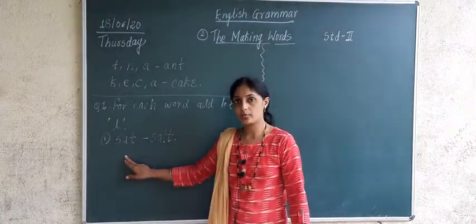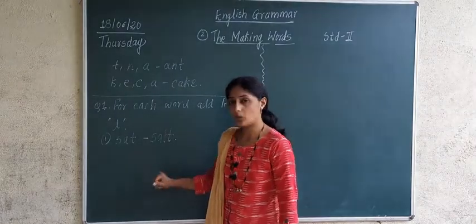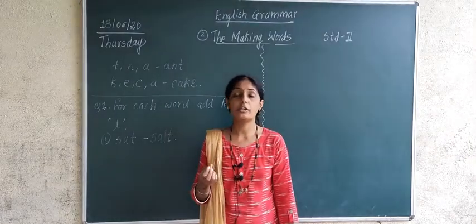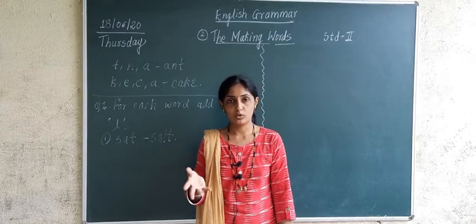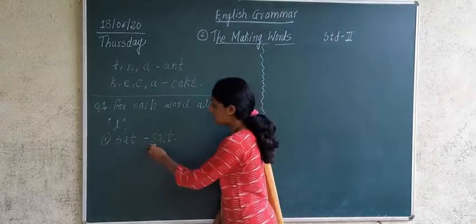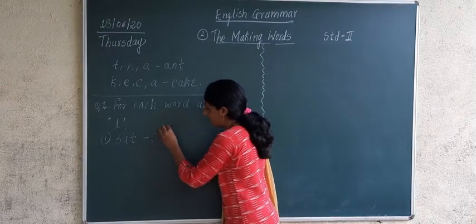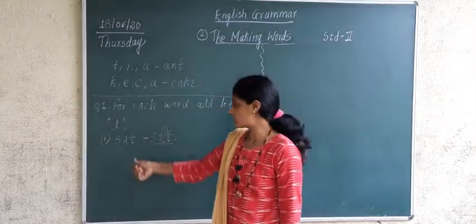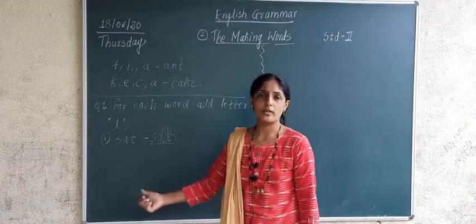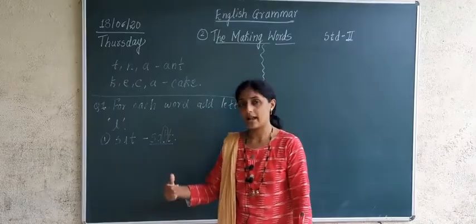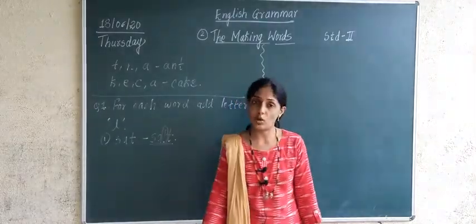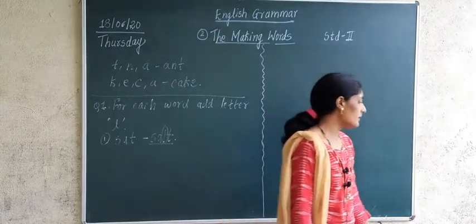Sat means basne, and salt means meat. We use salt in our cooking, correct? Which gives you taste, right? So what letter have we added in this word? We have added the letter L, and we have changed the word sat to which word? After adding L, it has become salt. Okay.